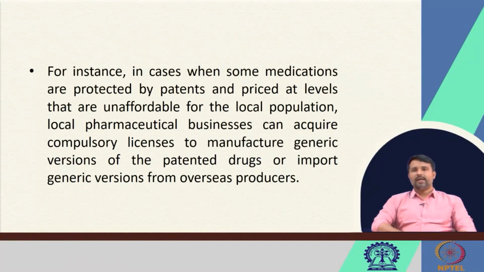For instance, in cases where some medications are protected by patent and priced at levels that are not affordable for the local population, local pharmaceutical businesses can acquire a compulsory license to manufacture the generic version of the patented drug or import generic versions from overseas producers. So, when the drugs are not available at an affordable price, or if there is non-availability of drugs, local manufacturers are allowed to approach the government and acquire a compulsory license. Once the compulsory license is acquired, this will enable them to manufacture the generic version of the patented drug or import the generic version from an overseas producer.